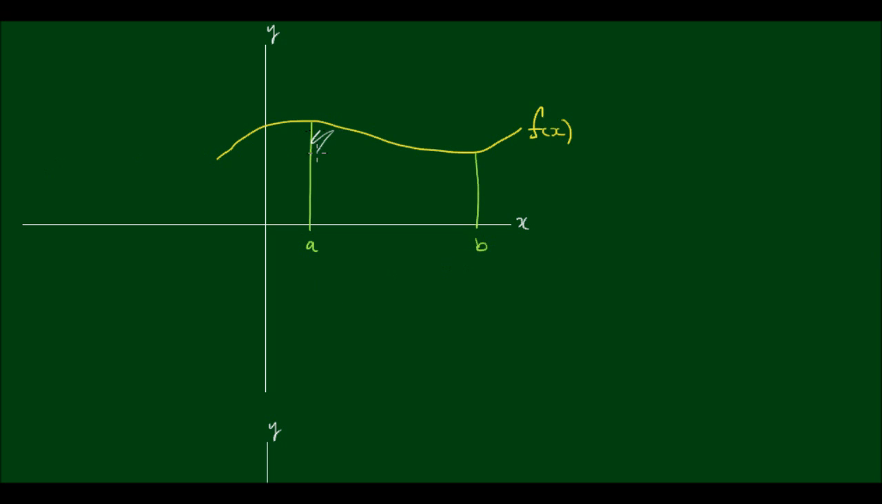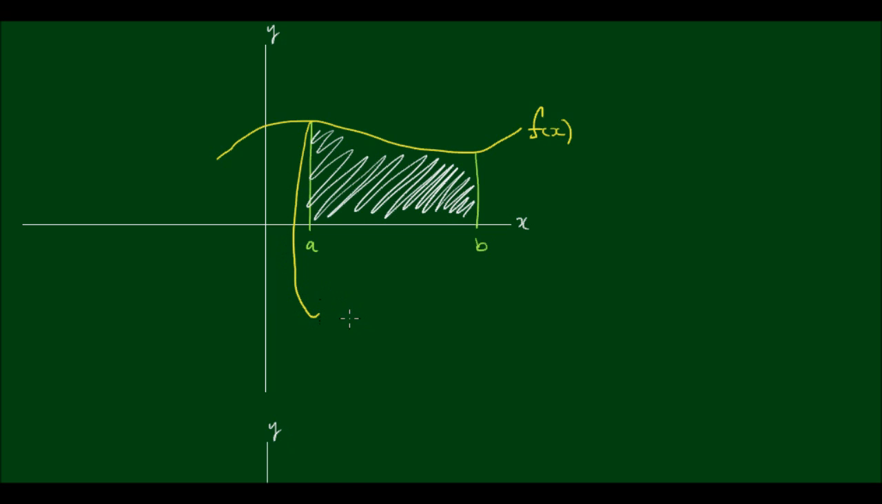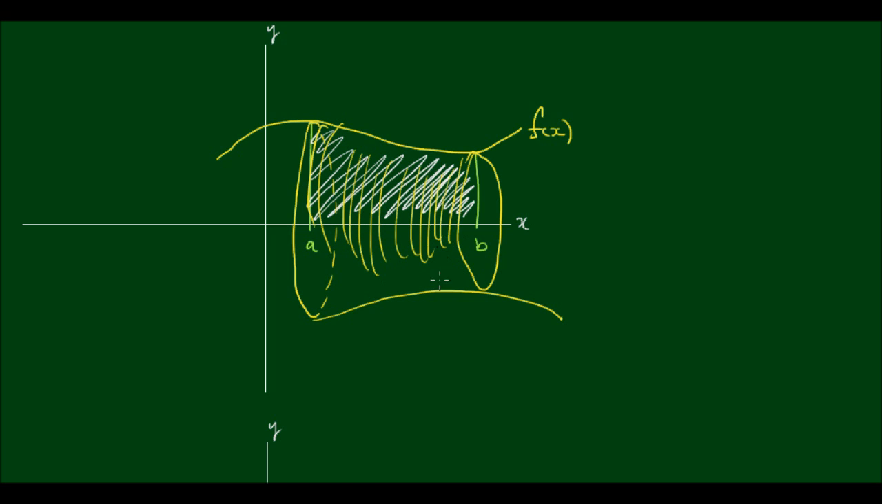I can use integration not only to find the area underneath the curve, but I can also find, as I mentioned, the revolved volume. So I can use integration to find the volume of this solid. And how would I go about doing that?